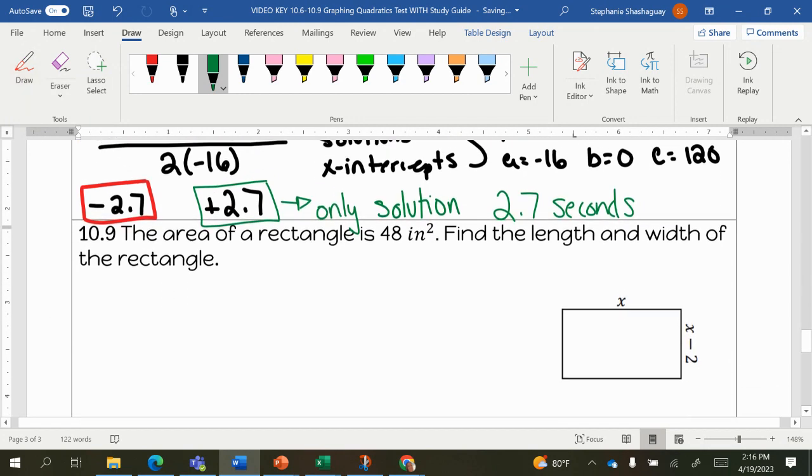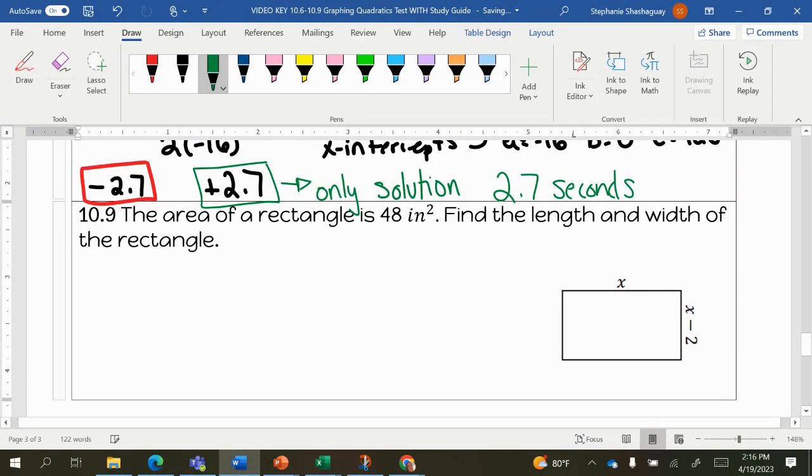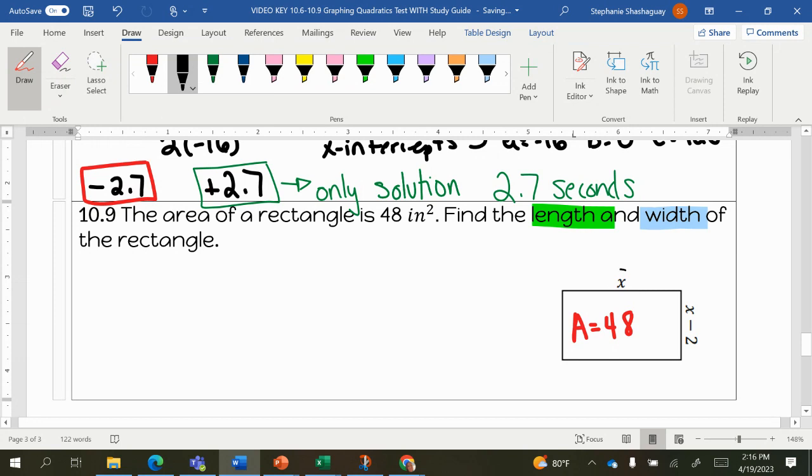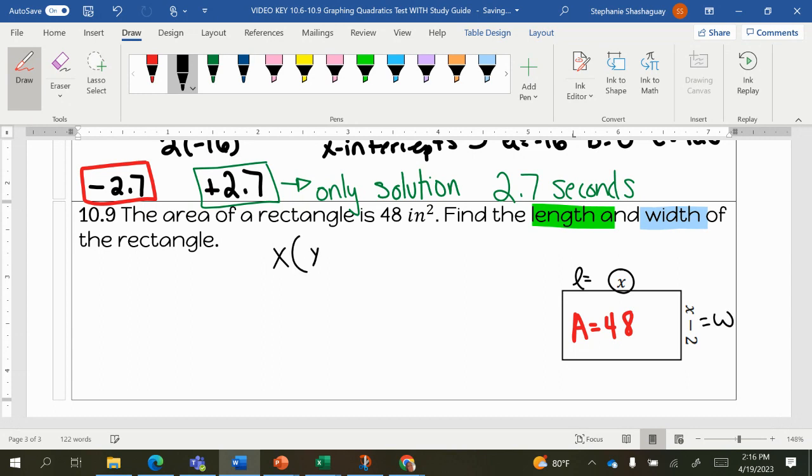Okay, one last question. The area of a rectangle is 48 inches squared. So our area is equal to 48. Find the length and the width. Here's what I found. So we're going to take this x because that will be equal to our length. And we're going to multiply that times our width, which is x minus 2. And that's going to equal 48.